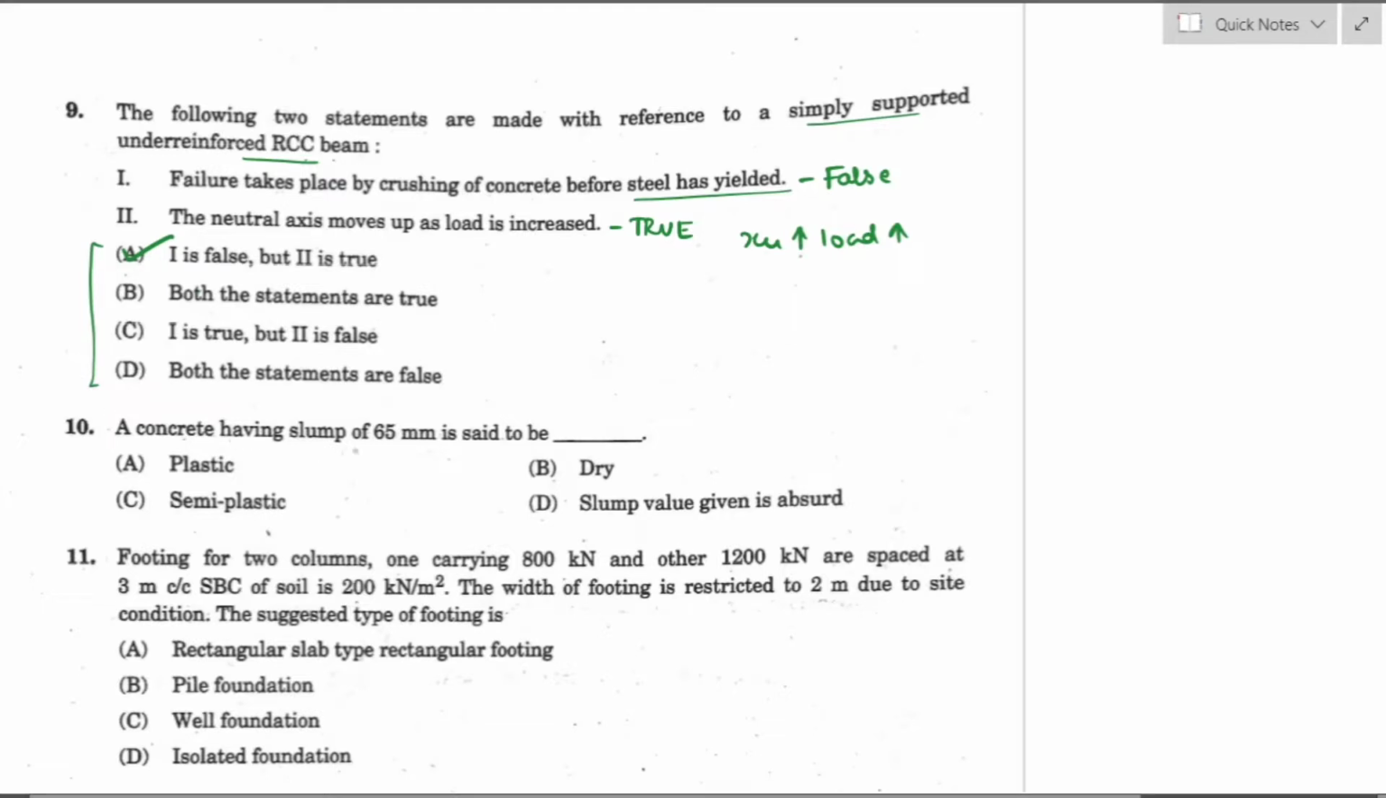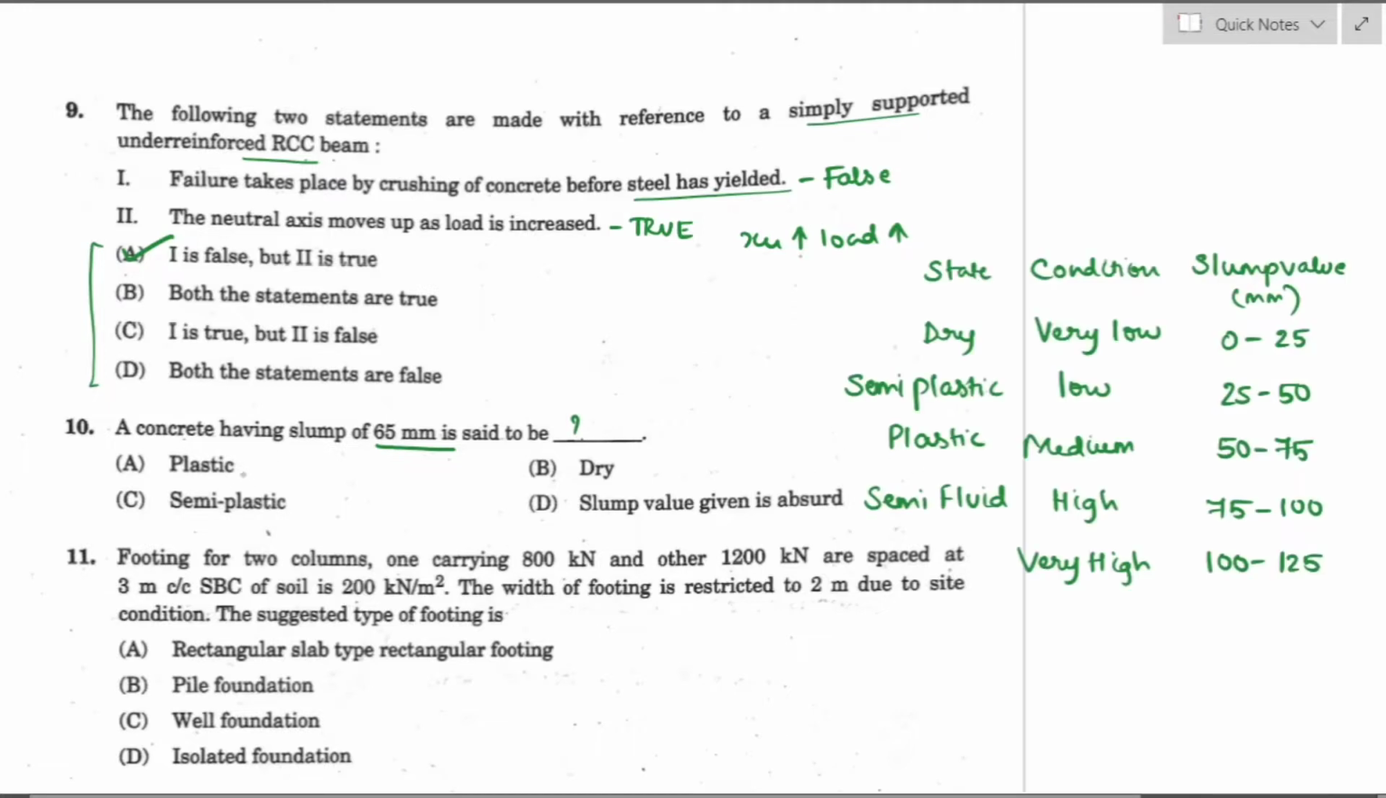Question number 10. A concrete having a slump value of 65 mm is said to be. When the concrete has a slump value of 65 mm, it will be in the state of plastic. Option A is the right answer.